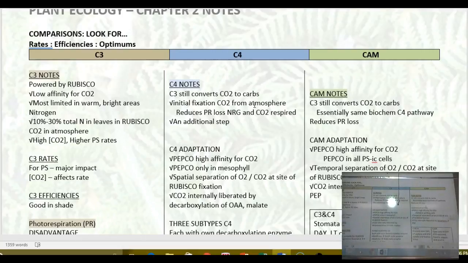It's powered by Rubisco. It has a low affinity for CO2. It's most limited in warm, bright areas, which is what we talked about, why grasses do so well in those areas, because they're C4. There is 10 to 30% total nitrogen in leaves. It's bound up in Rubisco. If we have high concentrations of CO2 in the atmosphere, we have higher photosynthetic rates.